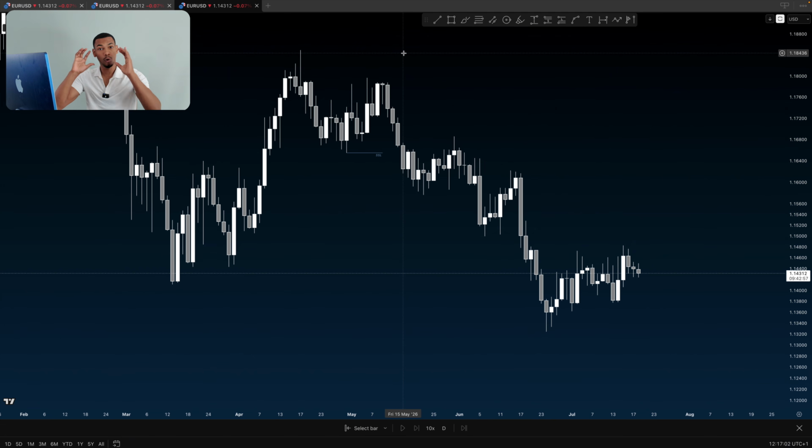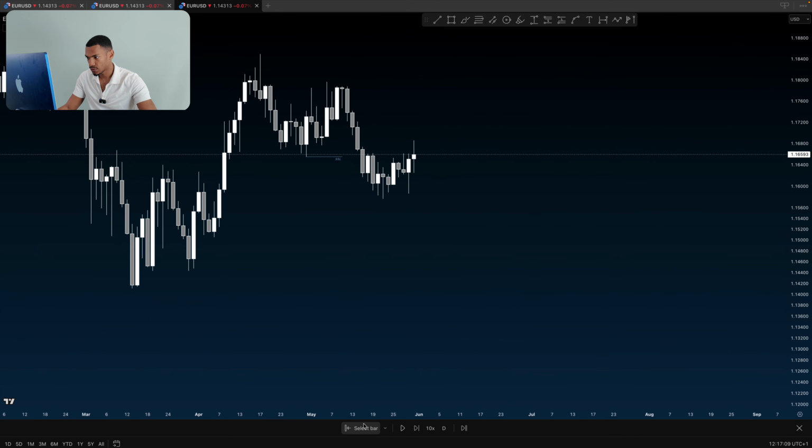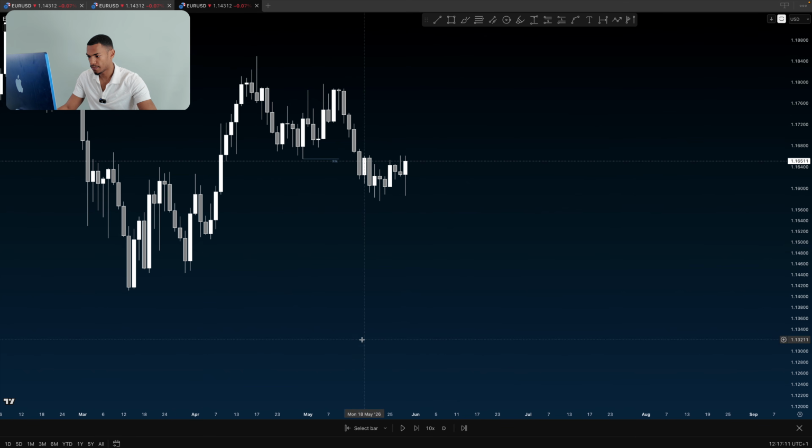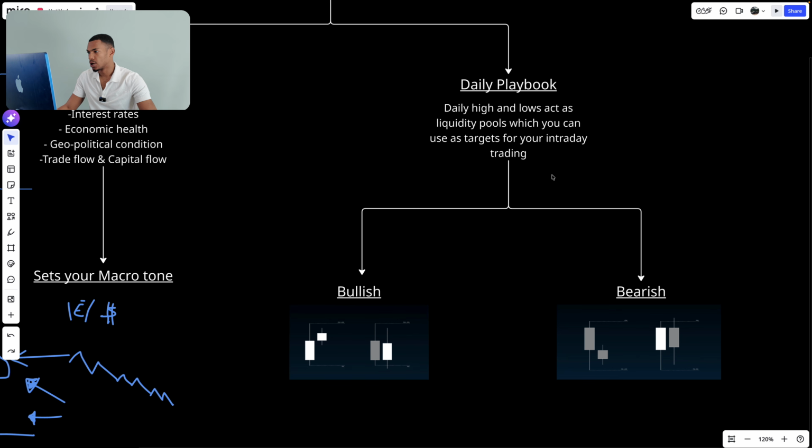But look, we've built that context in our head here, right? Of how we do our higher time frame analysis. So let's go back to here. Sorry, here. So the daily playbook is based on the fact that daily highs and lows act as liquidity pools, which you can use as targets for your intraday trading, right?